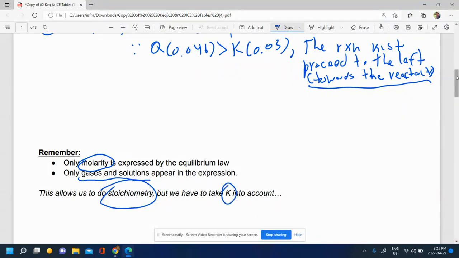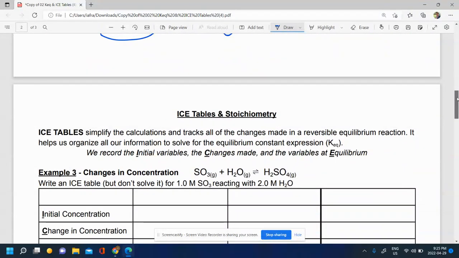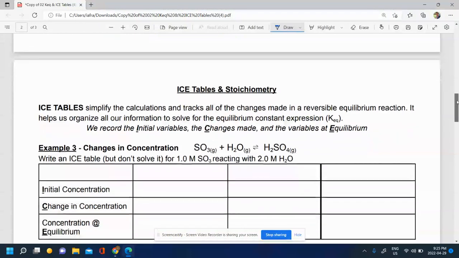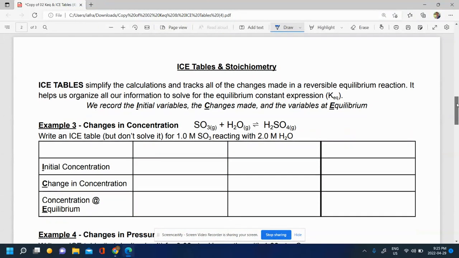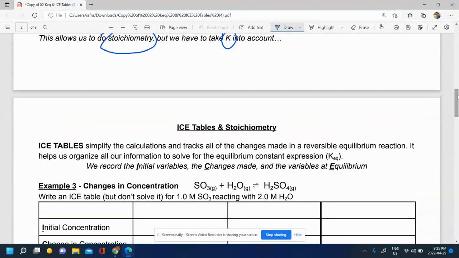And so in the next lesson, what we're going to do is we're going to take a look at more complex equilibrium expression questions where we're not given as much information to solve the problem. And to do these more complex questions, we're going to see how to create and utilize tables called ICE tables. And that'll be coming up in the next video.